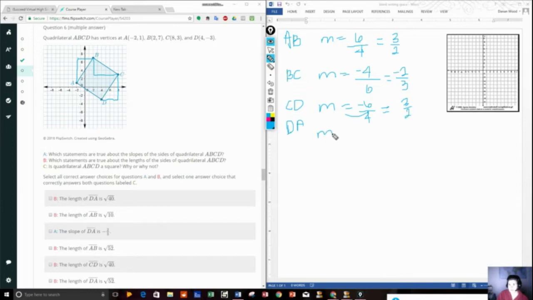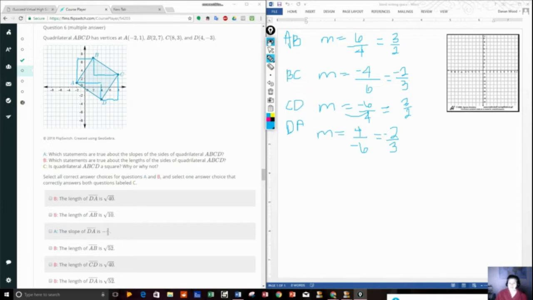And DA's slope is going to be our vertical distance, or our rise, 1, 2, 3, 4. And our horizontal distance is going to be 1, 2, 3, 4, 5, 6. And it's negative since I went to the left. 4 over negative 6 reduces down to negative 2/3.